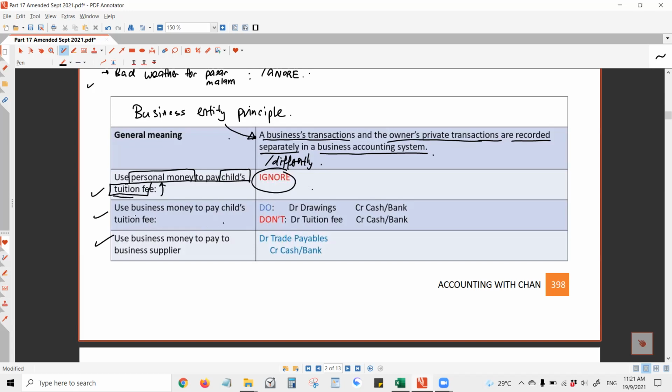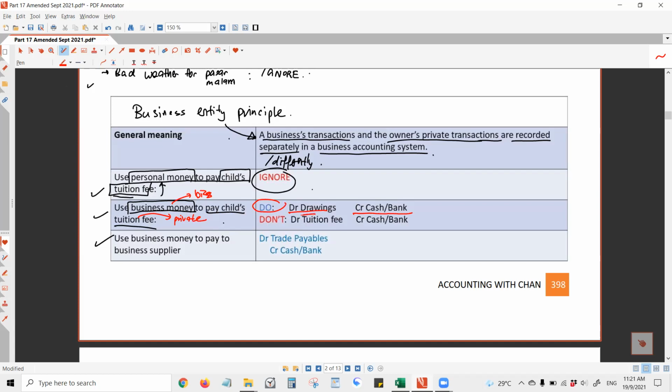Another example, a different example this time. You use business money, that means you use the money from the business, to pay for child's tuition fee. This is partly related to the business, because you are using business money, and partly related to something private, because you pay for your child's tuition fee. So for something like this, you know what to do. This is about drawings. You must debit drawings, credit cash or bank.